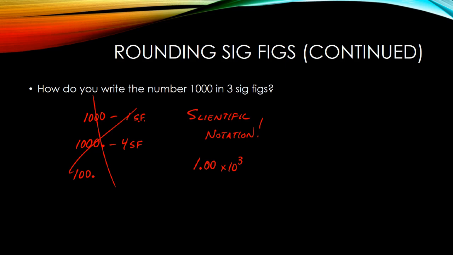Now, using scientific notation, basically the idea is anything before the times 10 part is your sig figs. So if you're trying to round to a certain number of sig figs at any point, whatever comes before the times 10, whether it's a positive exponent or a negative exponent, that part is your significant figures.